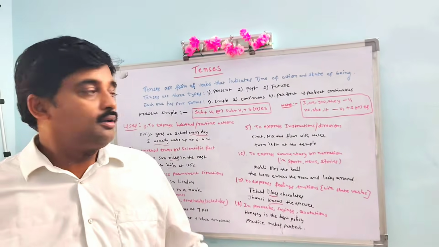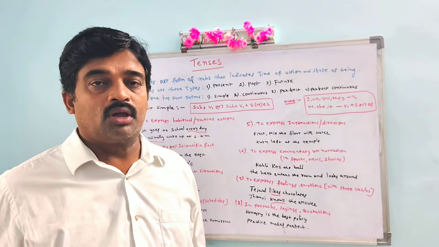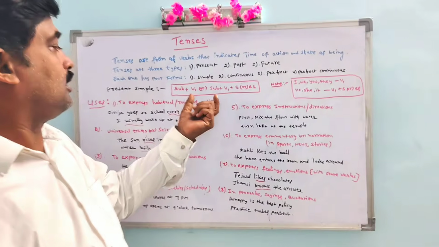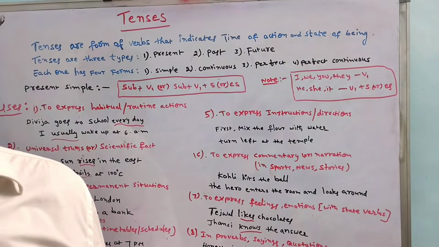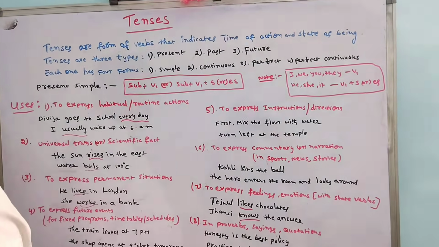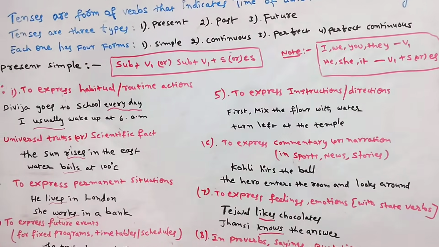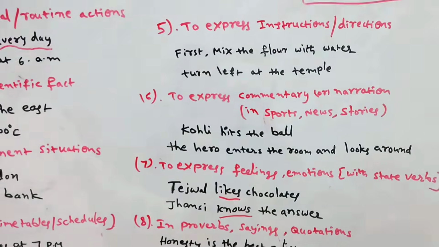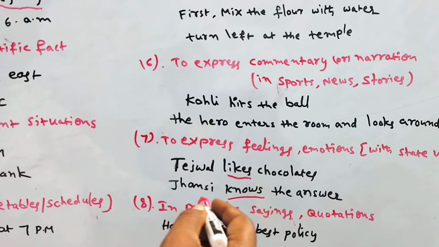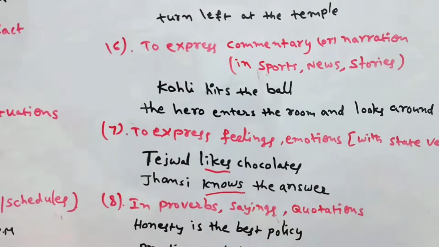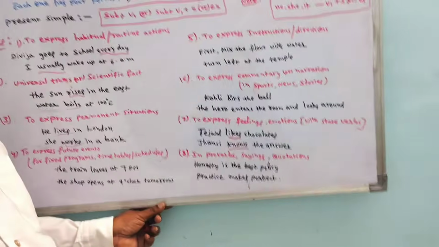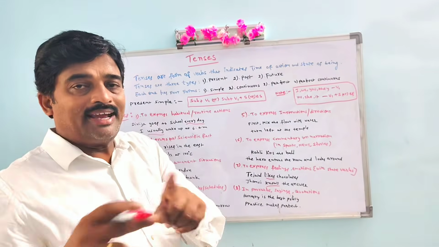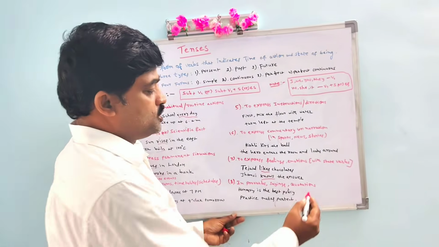Okay, and when you make questions and negatives about this particular simple present tense, we use do or does. Do or does. So suppose for any question, when you make it a question, yeah, does Tejwal like chocolates? Okay. Yeah. Does Jhansi know the answer? We can say like that. Right? So, simple. When you make questions and negatives, we use these two words, do or does.